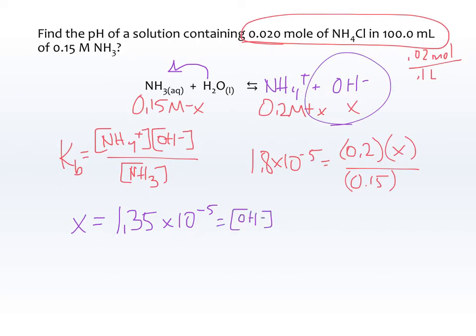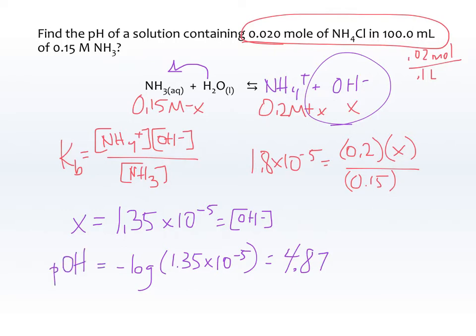So when I take the negative log of 1.35 times 10 to the negative 5, it's going to be 4.87. This represents the pOH because it's a base. Since you want the pH, you'll have 14 minus that 4.87. So that's going to be 9.13 for my pH.